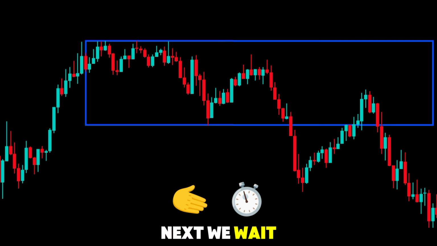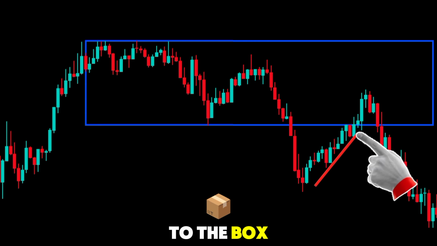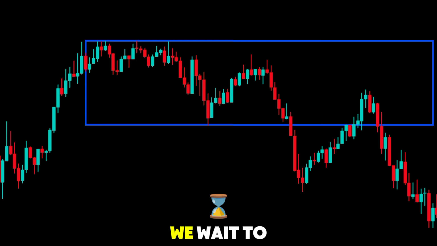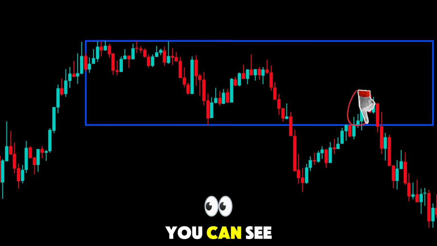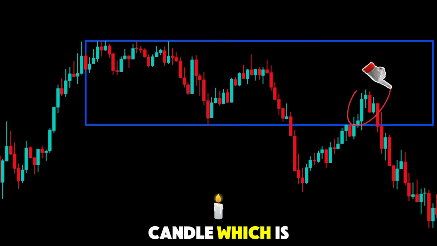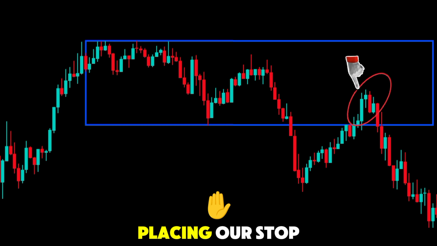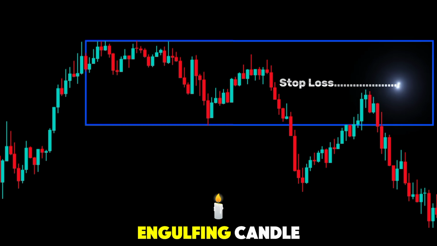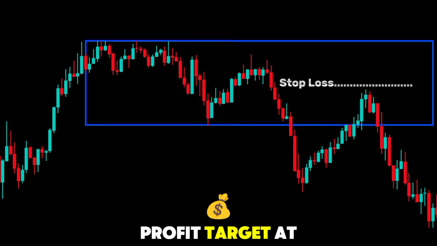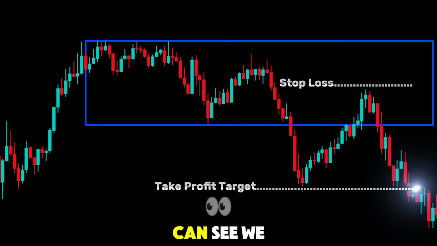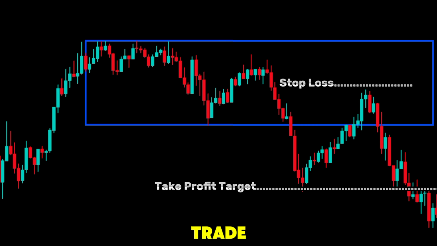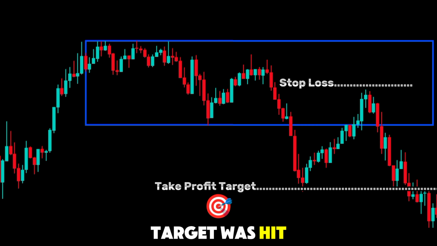Next, we wait for the retracement to the box, and when that has happened, we wait to see an entry candle. In this case, you can see a bearish engulfing candle, which is exactly what we need, and from there we can take the trade, placing our stop loss above the engulfing candle and our take profit target at the next low. And as you can see, we got the perfect trade. Our take profit target was hit successfully.